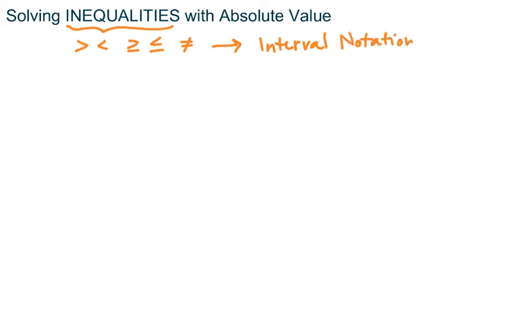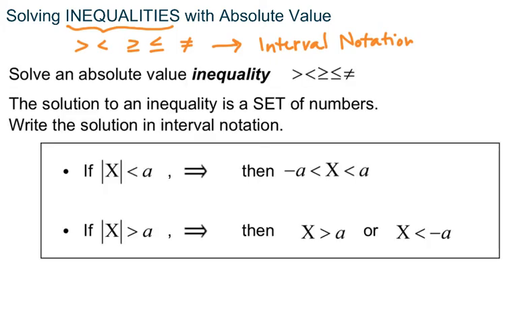That interval notation that we learned about at the start of the semester is going to come back into play. So again, inequalities just mean these 5 symbols that you would use in place of an equal sign. The solution to an inequality is a set of numbers, and we're going to write that solution using interval notation. We have 2 cases for inequalities. When we look at our rules, we have a less than case, and we also have a greater than case.